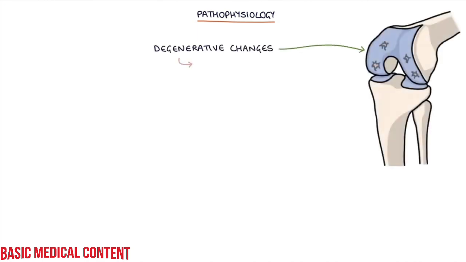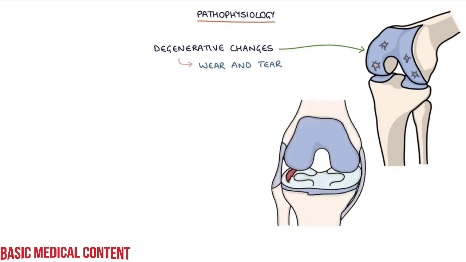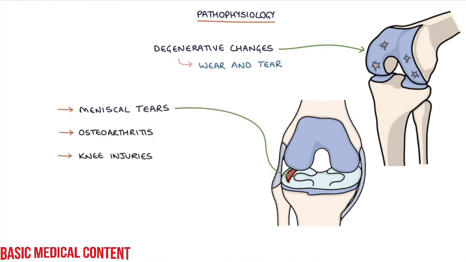Let's talk about the pathophysiology. In adults, Baker's cysts are usually secondary to degenerative changes or wear and tear in the knee joint. They can be associated with meniscal tears, which is an important underlying cause, osteoarthritis, other knee injuries, and inflammatory arthritis, for example, rheumatoid arthritis.